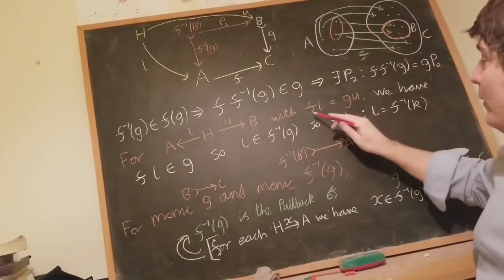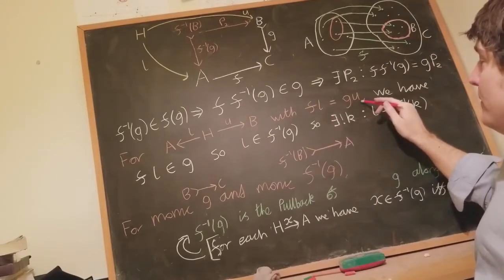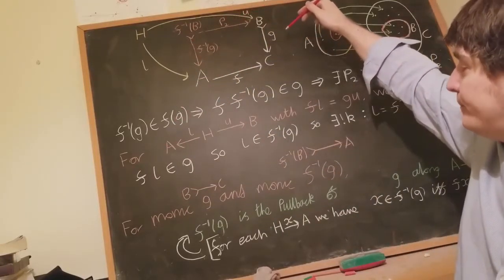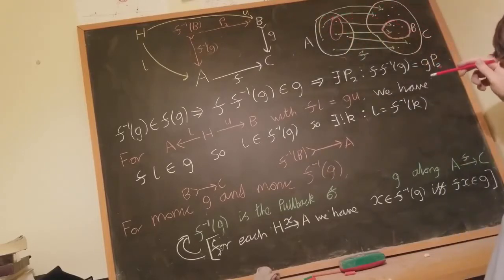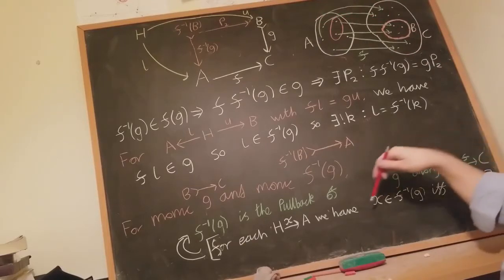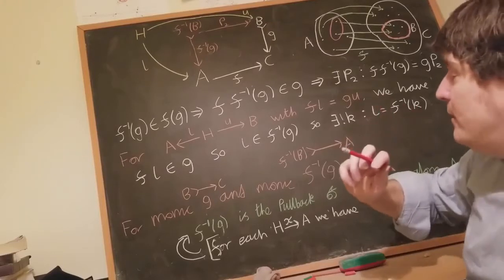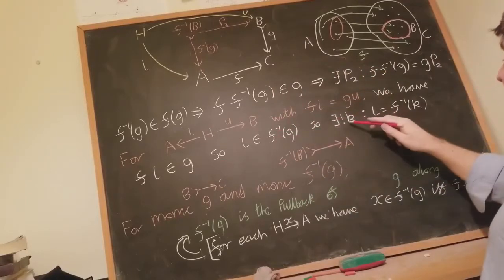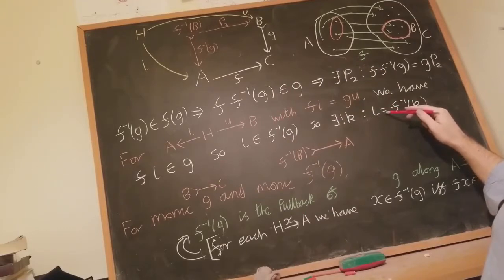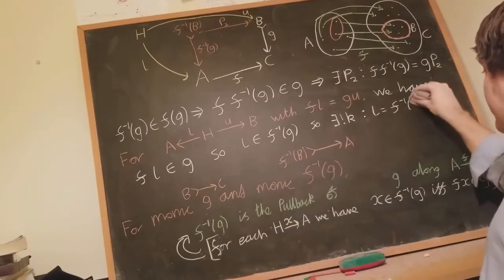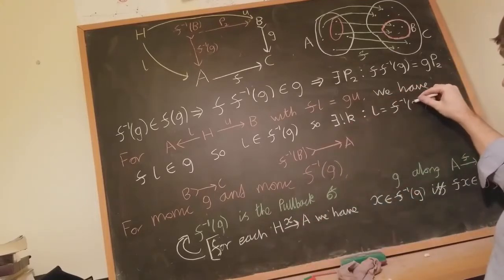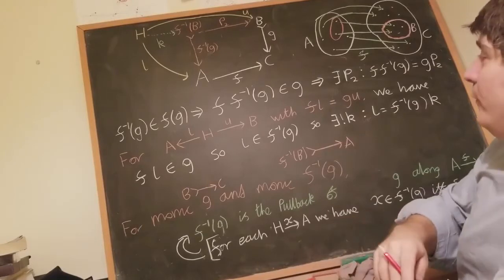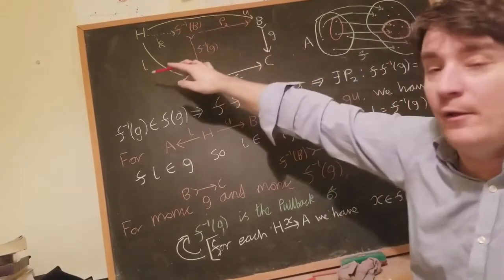Well, notice that we're assuming now that f after L equals g after U. So that means that f after L is in g. Okay, so we have something in g, so we can now use this result in the iff again to say, aha, that must mean that L is in f^{-1}(g). In other words, there must exist a K such that L is equal to f^{-1}(g) after K.